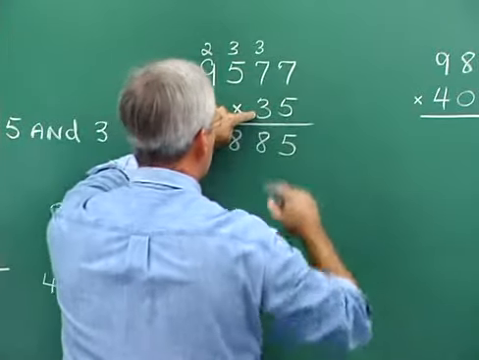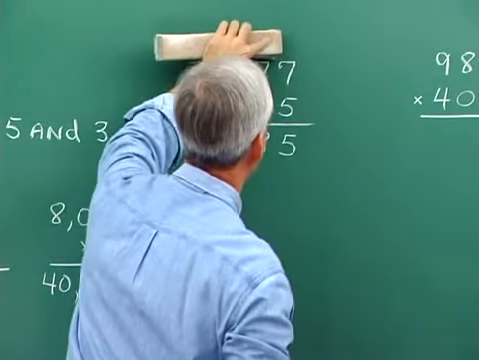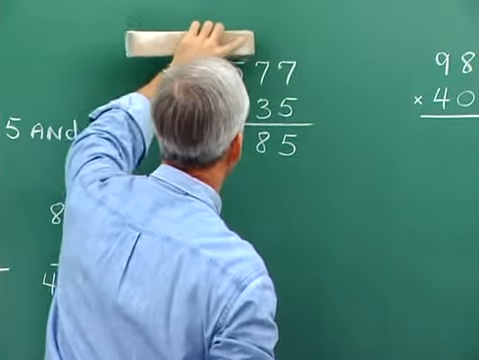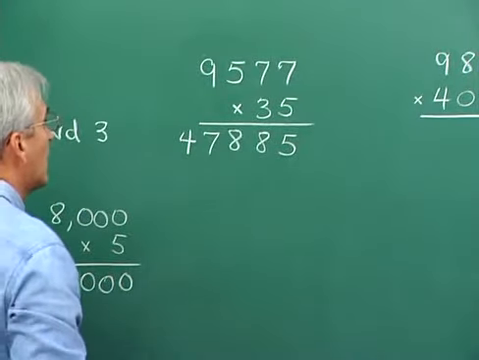Now, before I start the process, though, I want to clear out these numbers up above because I don't want to use those same numbers. I'm going to have new ones in those positions when I multiply by 3. All right, here we go.